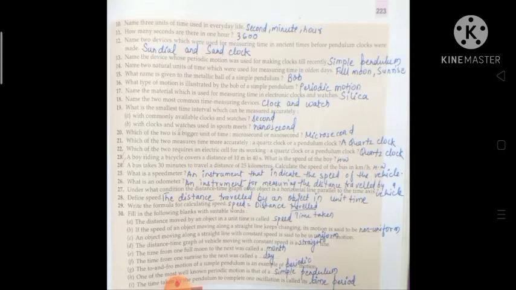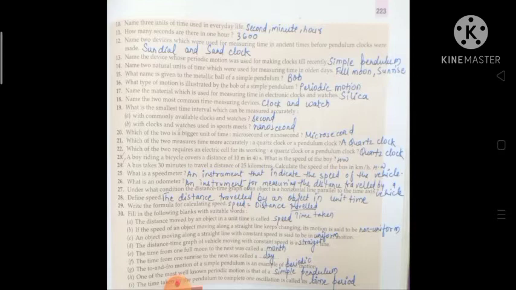15. What name is given to the metallic ball of a simple pendulum? Answer is bob. 16. What type of motion is illustrated by the bob of a simple pendulum? Answer is periodic motion. Then 17. Name the material which is used for measuring time in electronic clocks and watches. Answer is silica.